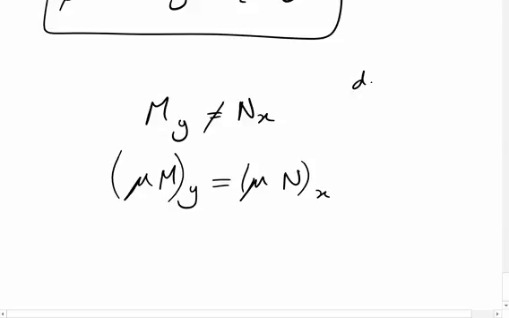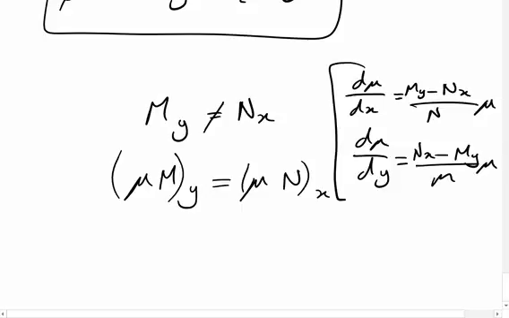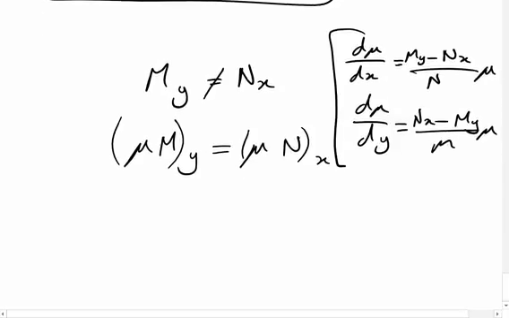Okay, and that integrating factor is got out by solving this differential equation. So d mu by dx equals the differential with respect to x. That becomes N_x minus M_y, over N, times mu. Okay, or we can solve the other way round. So d mu by dy is going to become M_y minus N_x, over M, times mu. Okay, so just solving either one of these differential equations, we'll find out what mu is, then just go about solving it in exactly the same way as we did before.